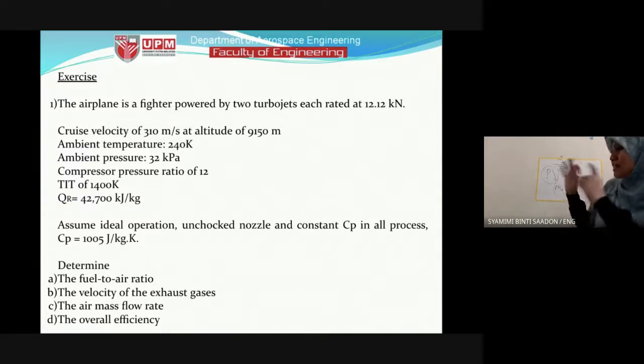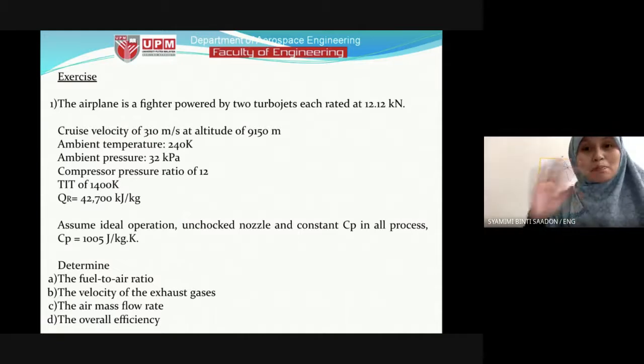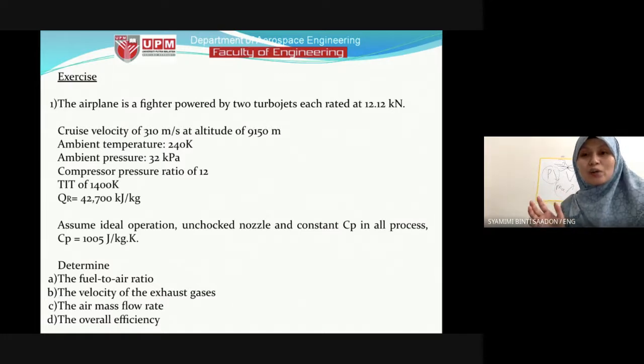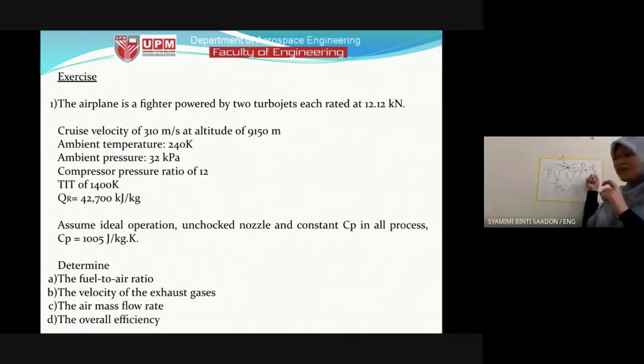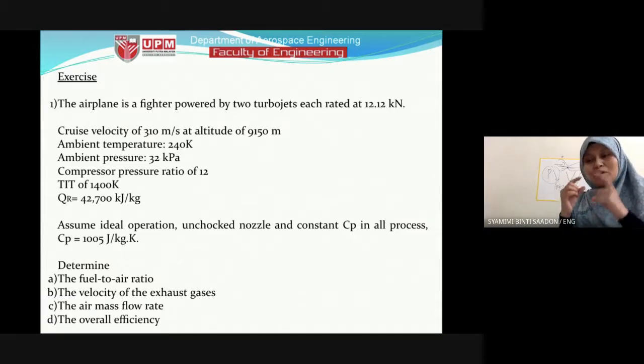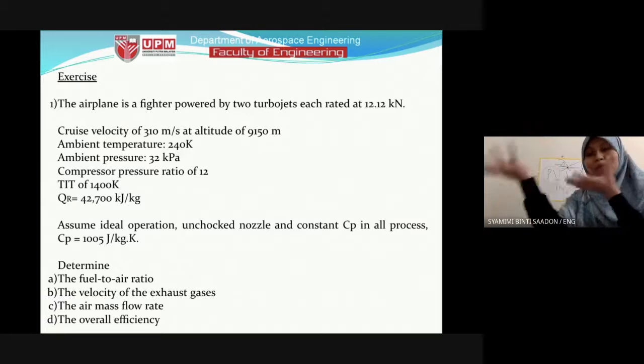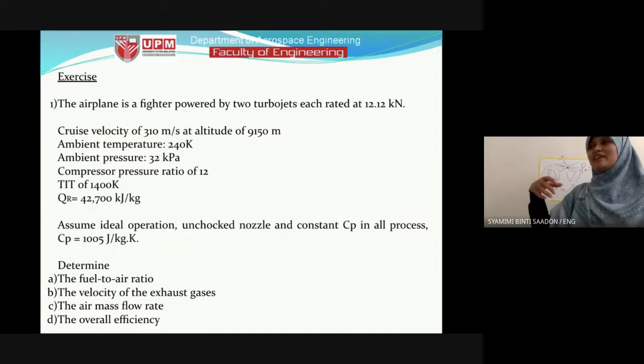So the ambient pressure is equal to the exit pressure. PA equals PE. Pressure at the exit nozzle is equal to the ambient pressure. Otherwise, if it's not equal, whether higher or lower, then the flow will be choked. So this one is unchoked, meaning the ambient pressure and the exit nozzle pressure are the same.